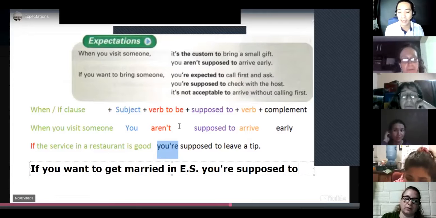What am I saying, guys? How would you translate this? You're supposed to ask her hand. Ask her hand. You're supposed to ask for permission, as Alicia said, to the parents. You're supposed to. You're expected. Give her a ring.